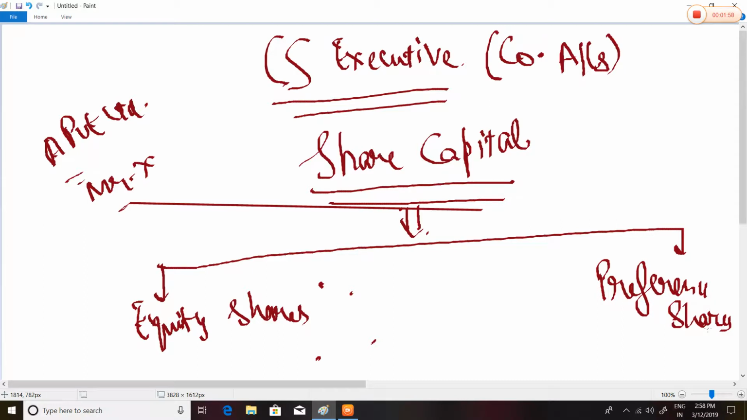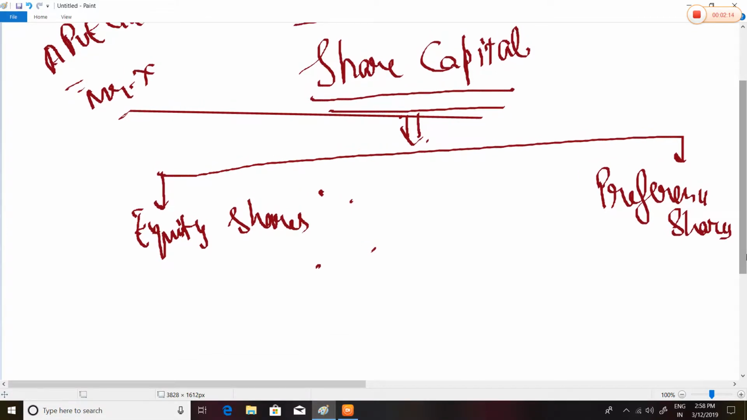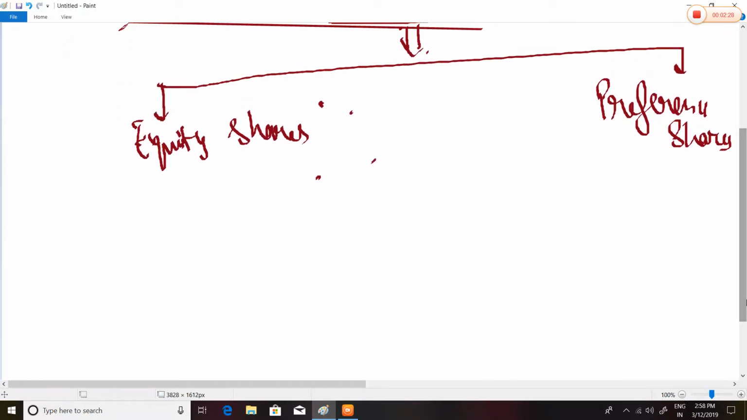I'll be teaching very fast because it's for 70 marks, and the syllabus of company accounts is huge in CS Executive. Compared to CA Intermediate or CMA Intermediate, CS Executive company accounts has a huge syllabus, and plus there is 30 marks of auditing in your syllabus. That makes the syllabus very vast.